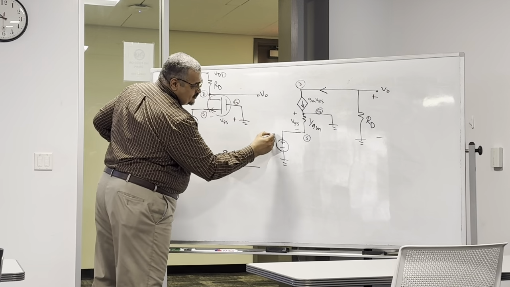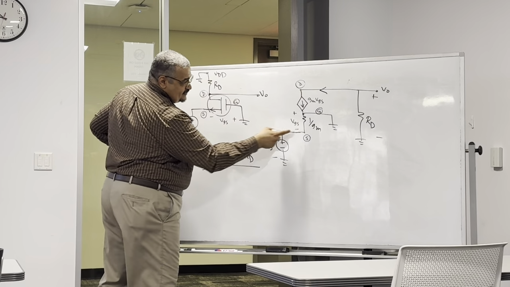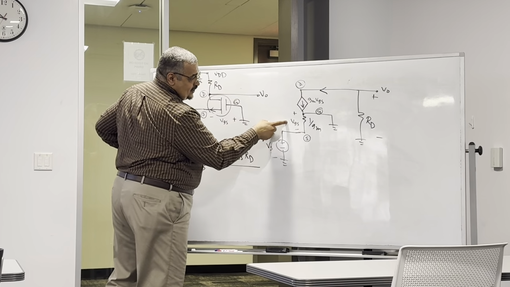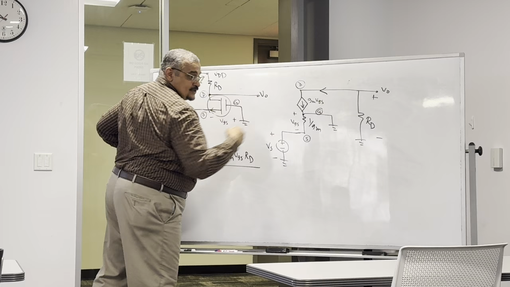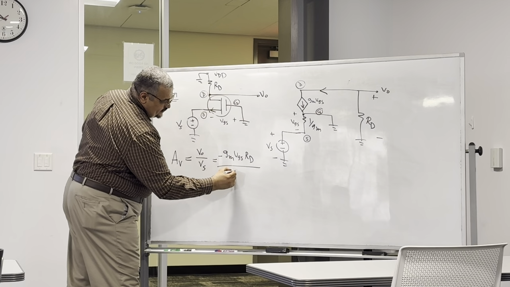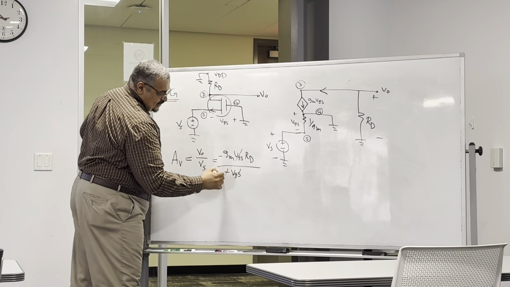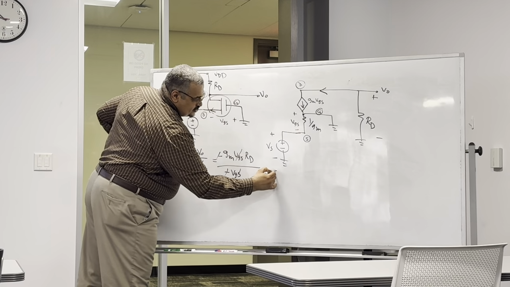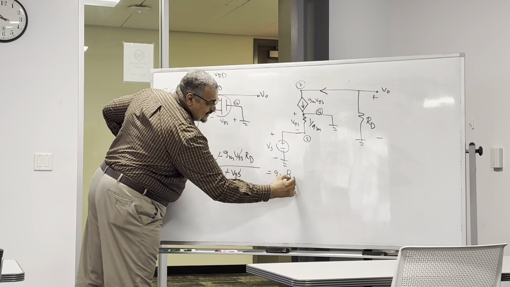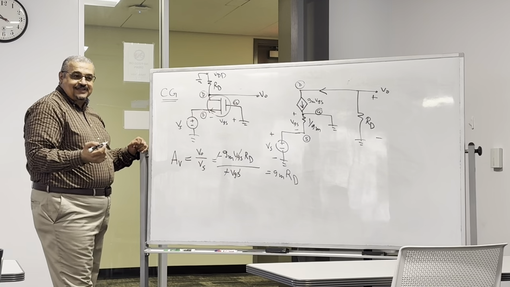So this is Vs with this positive and this negative. The positive is here and the negative at the ground. This one, the negative is here and the positive is the ground. So this is the same as negative VGS. You cancel this with this, you cancel this with this. So this is GM RD. It's exactly the same as the common source except with the negative sign.